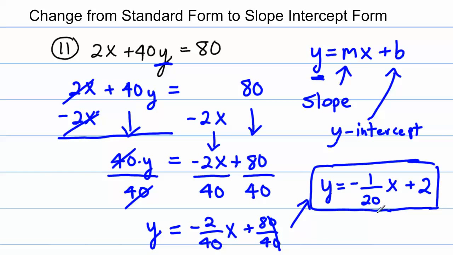So then this would be all ready to graph. Here's the y-intercept, just up at 2, and then you can go down 1 and to the right 20 using the slope to graph a second point and then connect those.